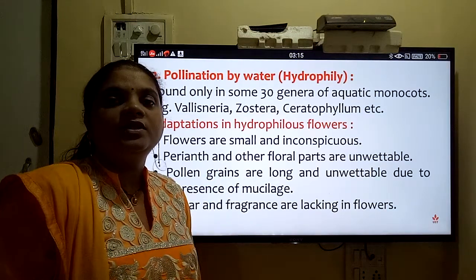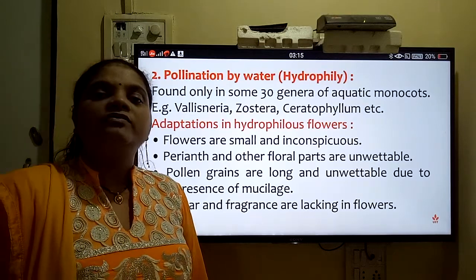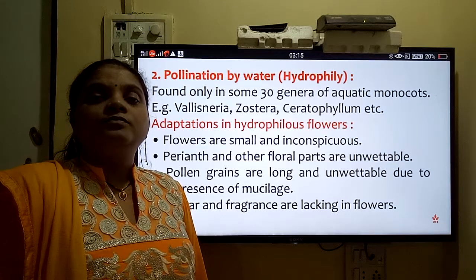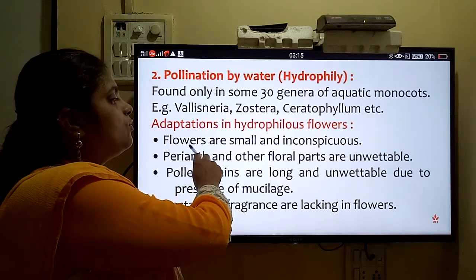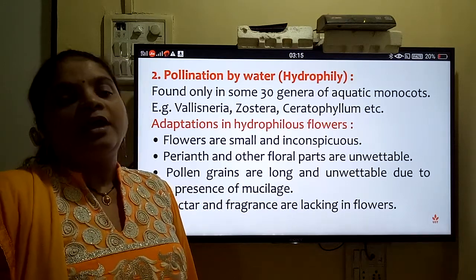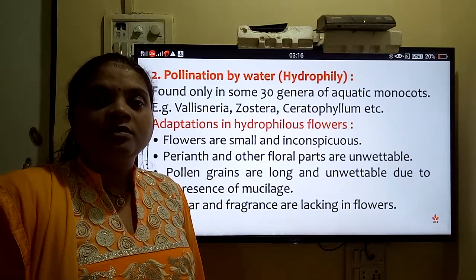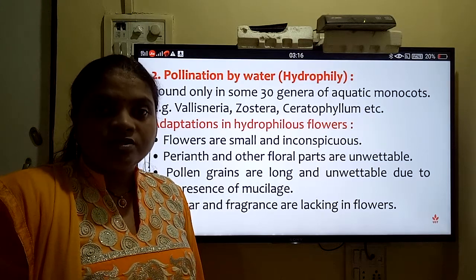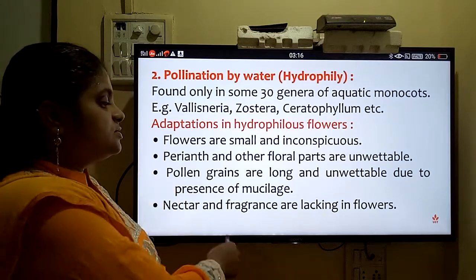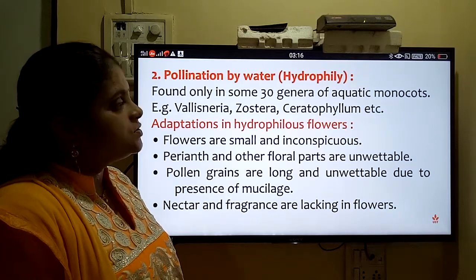So adaptations of the hydrophilous flowers, what are these? Mainly, the flowers are small and inconspicuous. Then the perianth and the floral parts as well as the pollen grains are unwettable due to the secretion of mucilage. There is an absence of nectar and fragrance. So these are the adaptations we observe in the hydrophilous flower.